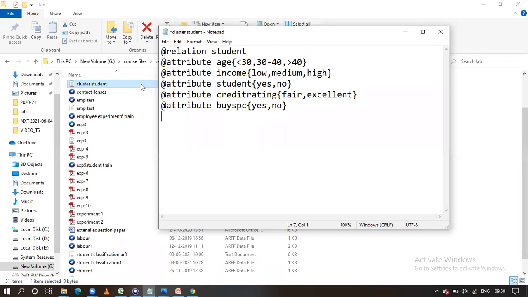Next, finally, we have to give the data. For entering the data, we have to use @data.